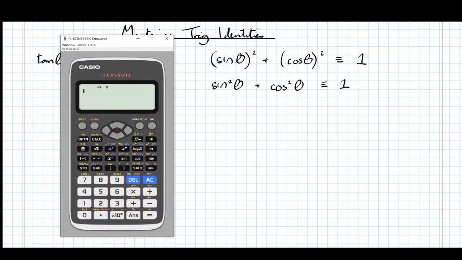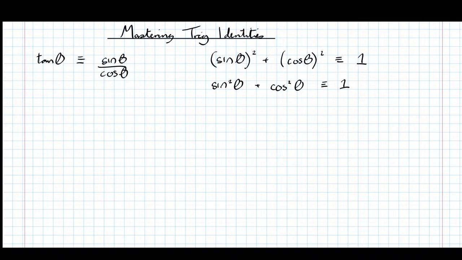Let's just show that in action. So sine of, and let's pick a daft number, 25.6, squared, plus cos of 25.6 squared, press equals and we get 1. So that's that in action.